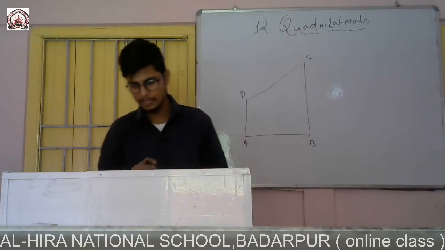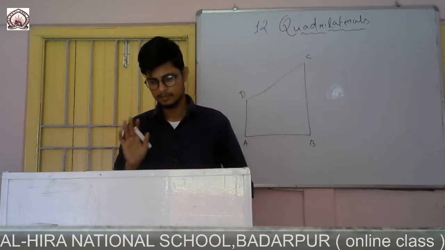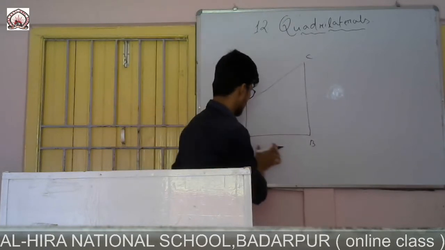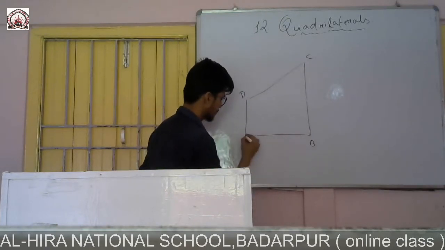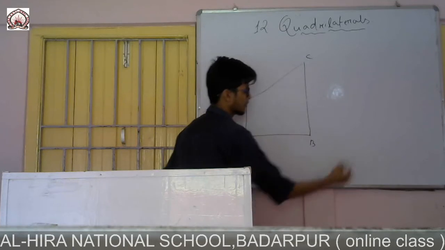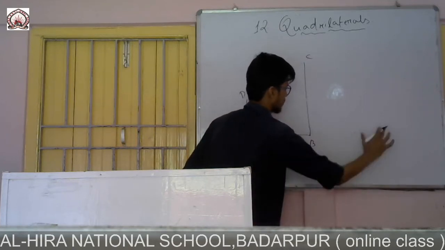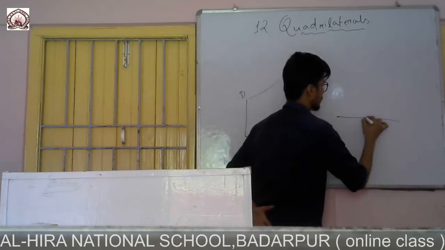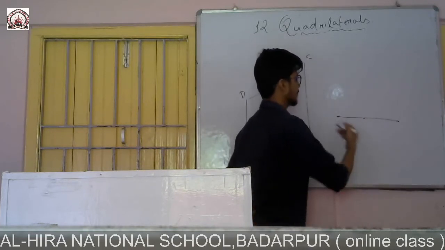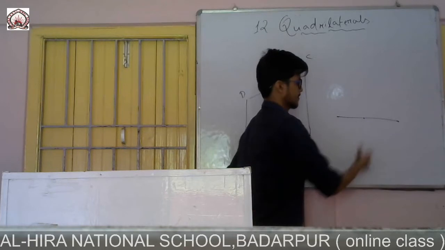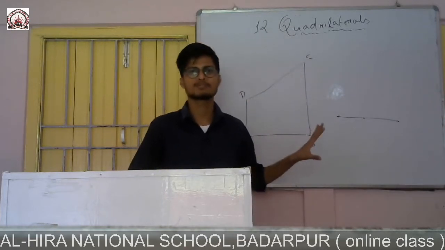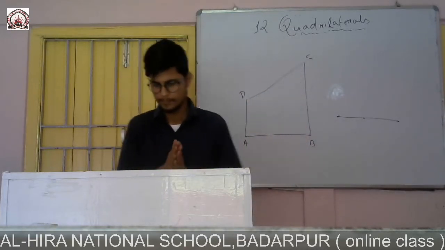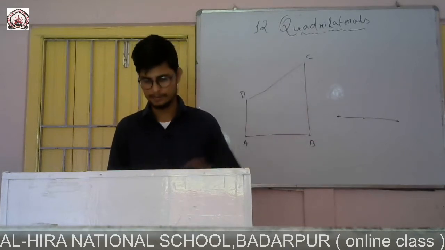And to be a quadrilateral, no 3 points should be collinear. Collinear means this is one point, this is another point, and if another point is there on the same line, then it will not be a quadrilateral. It will be a straight line with 3 points, and I cannot give another side. So no 3 points should be collinear. That means they should not be on a single line.